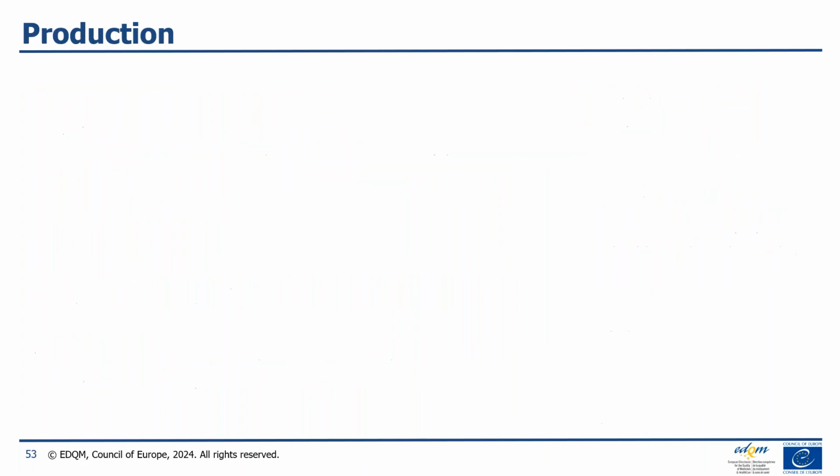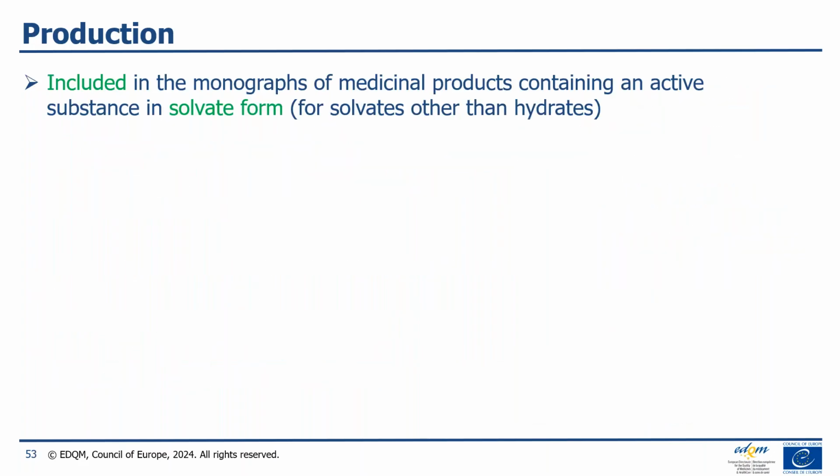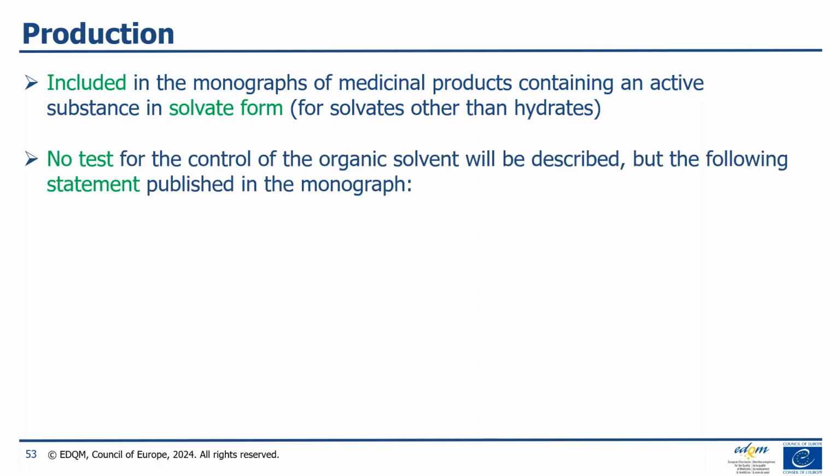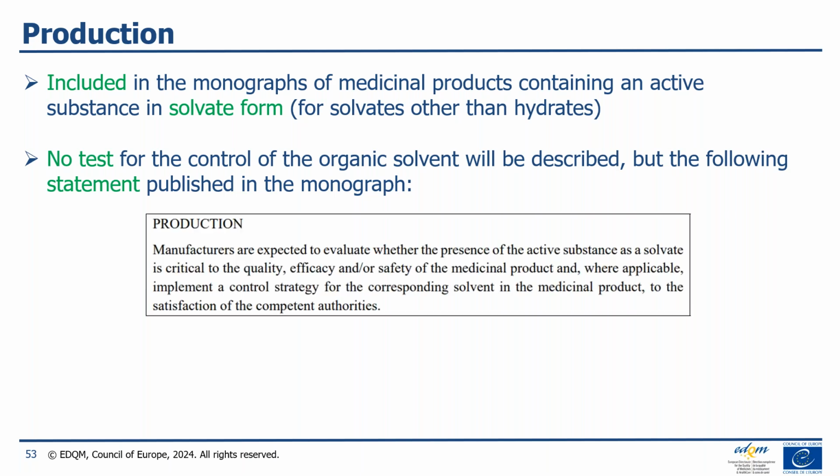Production section. It's included in the monographs on medicinal products containing the active substance in solvate form if the solvate is other than a hydrate. In that case, it was decided that no test for the control of that organic solvent will be described, but the following statement is published in the production section. Manufacturers are expected to evaluate whether the presence of the active substance as a solvate is critical to the quality, efficacy, and/or safety of the medicinal product, and where applicable, to implement a control strategy for the corresponding solvent to the satisfaction of the competent authority.